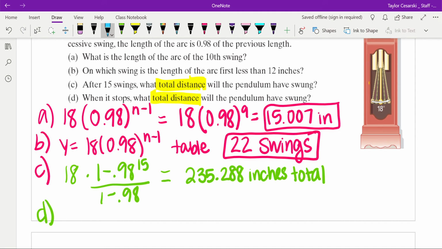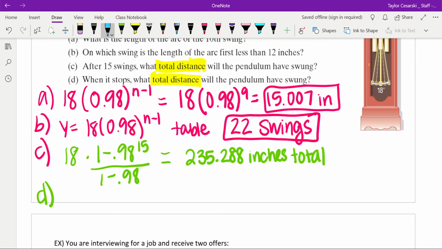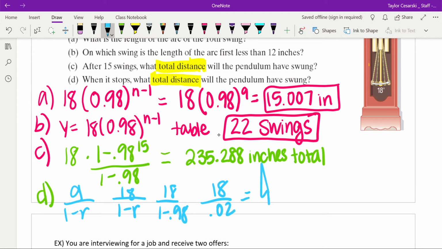So therefore, we can use our infinite geometric series, okay? So we're going to use that formula here, okay? So A over 1 minus r. So the total distance that the pendulum has swung: 18 over 1 minus r. So 18 over 1 minus 0.98, 18 over 0.02, and it will swing 900 inches total.